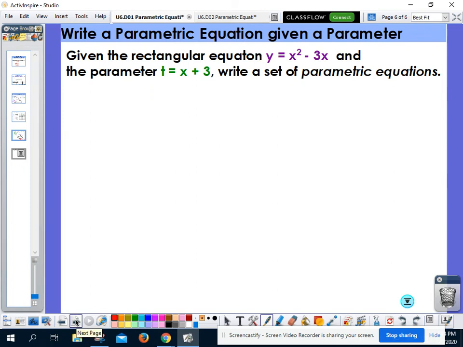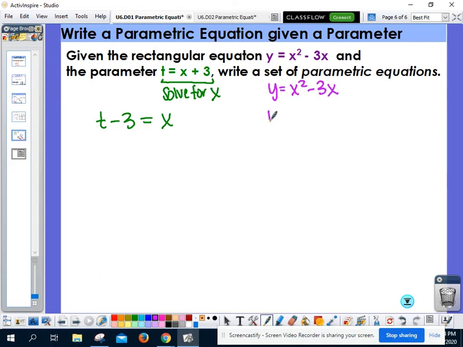Our third example today, we're kind of going in reverse of what we just did. We're going to write a parametric equation given a parameter. So we're going to take that parameter and solve for x. So t minus 3 is what x is equivalent to. Next, we're going to take that y equals equation, that's our rectangular equation, and substitute in place of x this new t minus 3 value, because that's what we just said that x is equivalent to.